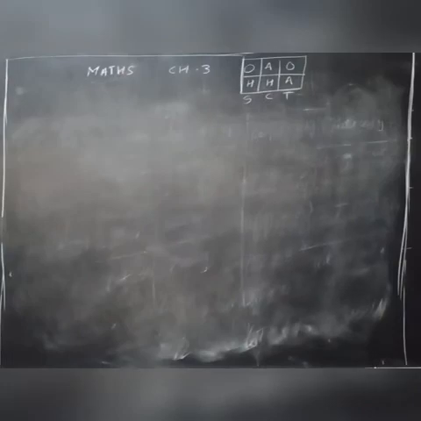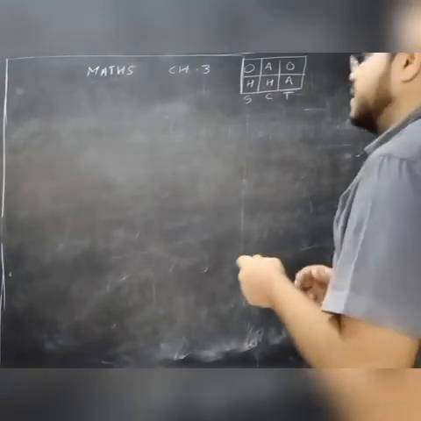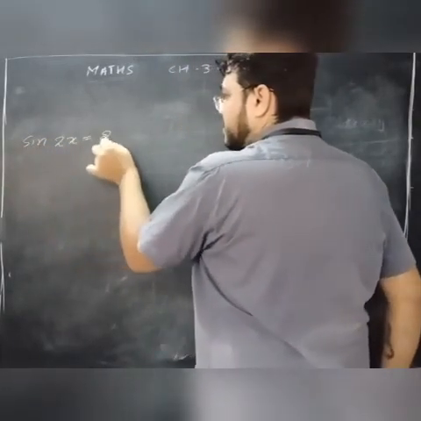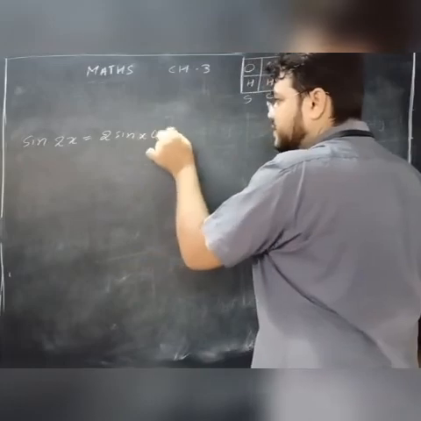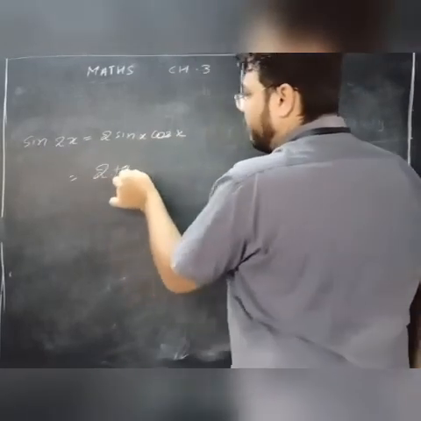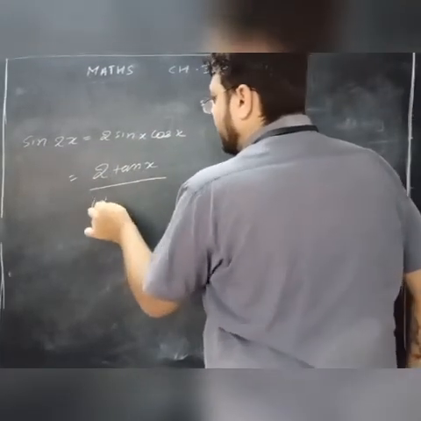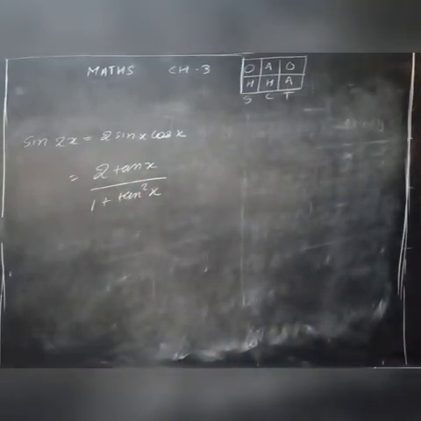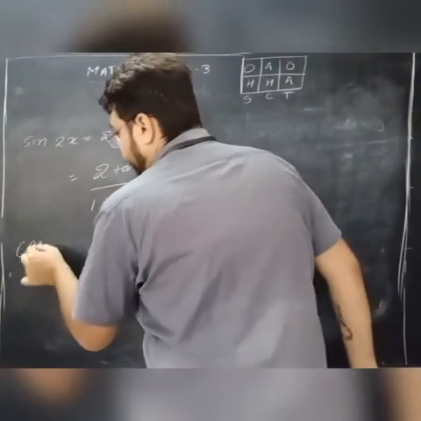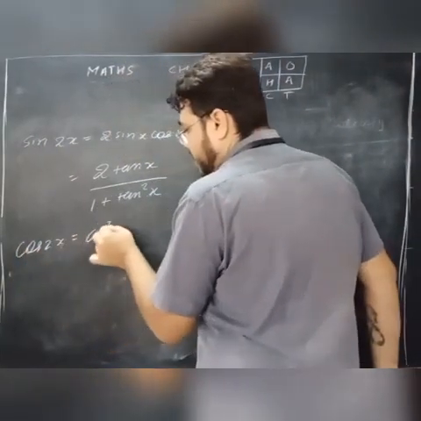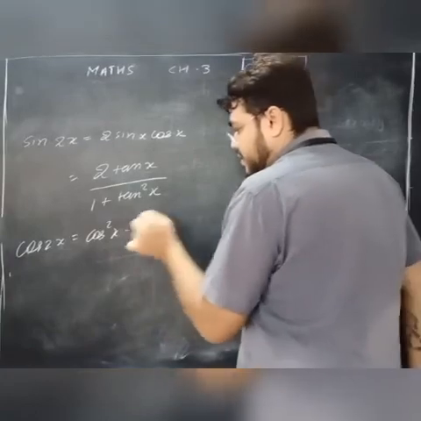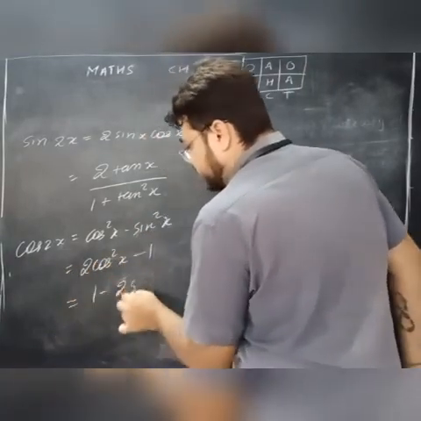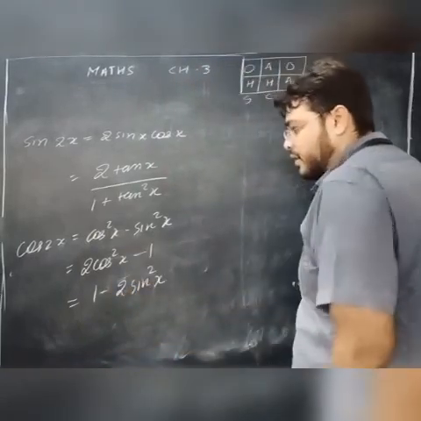Now we will try to understand the formulas related to multiples of angles. Sin 2x can be written as 2 sin x cos x. If I want to write it in the form of tan, then it is 2 tan x upon 1 plus tan square x. The same way, if I want to write the formula of cos 2x, then I have cos square x minus sin square x. I can write it as 2 cos square x minus 1. I can also write it as 1 minus 2 sin square x.